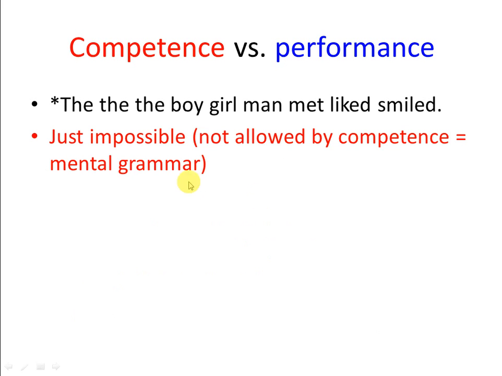And what about this one? The boy girl man met liked smiled. This is just not possible in terms of competence. So this is just impossible. This is ungrammatical. This is not grammatical. This is not allowed by competence, the mental grammar of a native English speaker. This is not allowed by that. So of course we can't comprehend this sentence. We can't produce this sentence, but that's not because of performance problems. This is a problem with the competence. Okay.